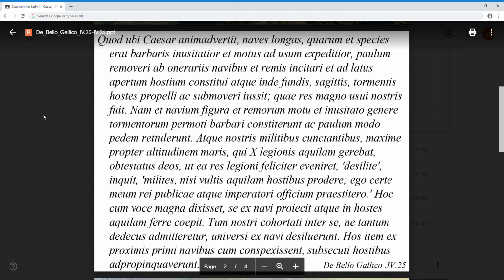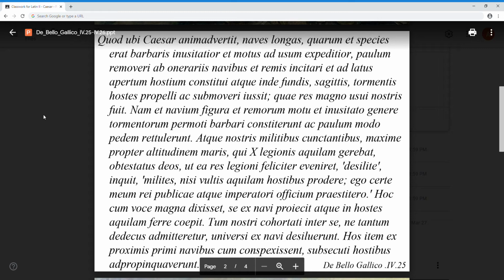the species, both the species, the kind, the appearance, it's what you look like, your species, your kind. Both the appearance erat barbaris inusitatior was comparative, rather unusual to the dative barbaris. Barbaris is dative with the adjective inusitatior, the appearance of which was rather unusual to the barbarians. The Brits were looking at the ships like, I don't quite know about that.